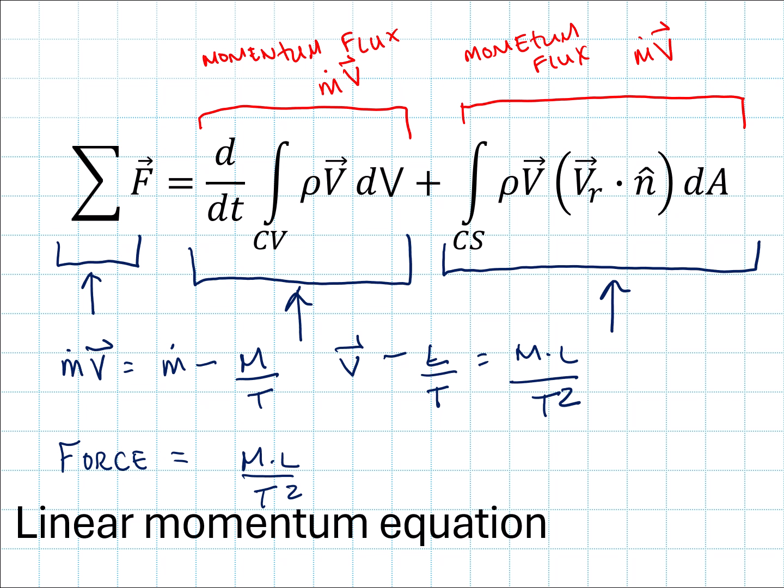So for example, we're used to thinking about force in terms of newtons. That would be a kilogram times a meter per second squared, a mass times a length per unit time squared.